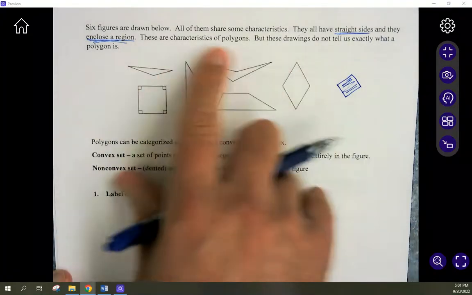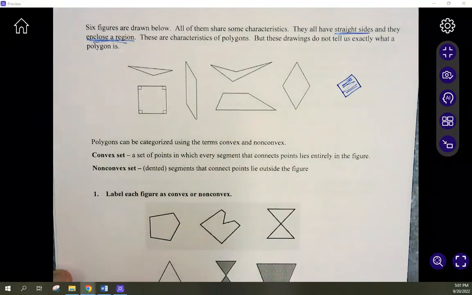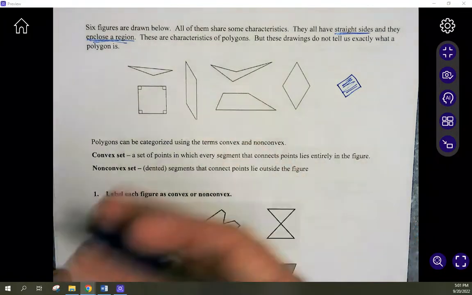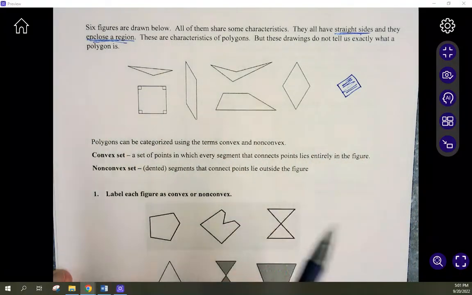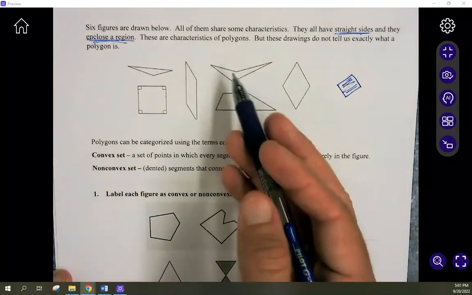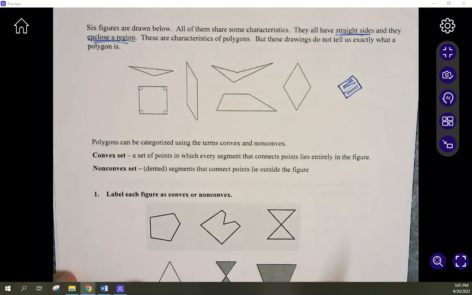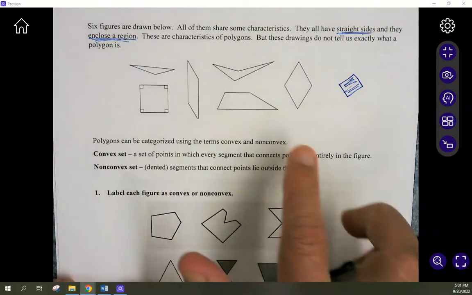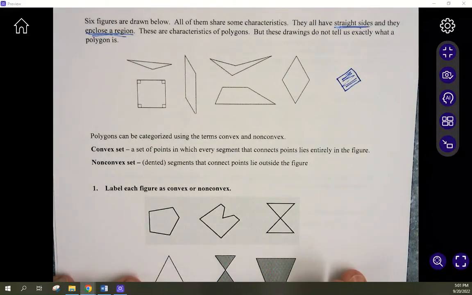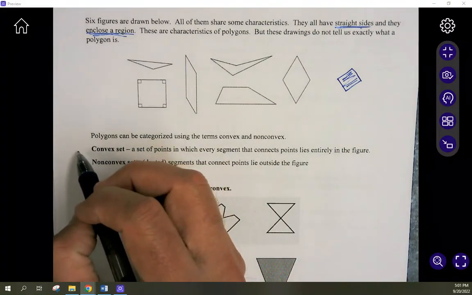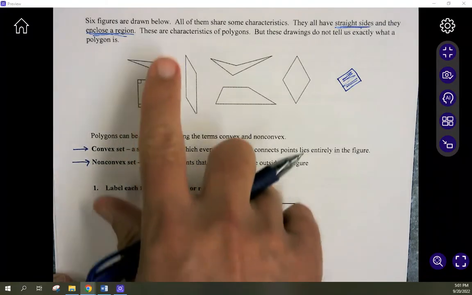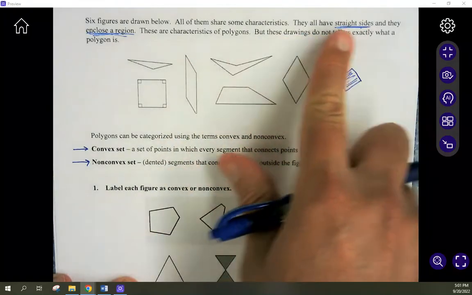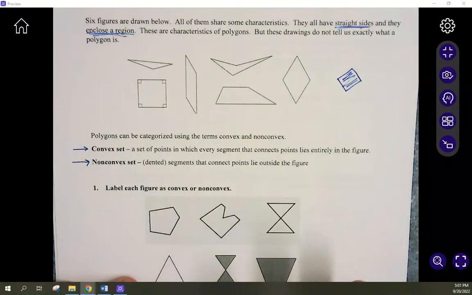But if I just gave you these pictures and said, there it is, that's what a polygon is, you don't really know the definition just by looking at those. So just because they share some characteristics, that doesn't define them. This doesn't tell us exactly what a polygon is. Now, we're not going to go into the actual definition of a polygon. That's coming up in a couple lessons, but we are going to look at two different types of polygons. So the basics that we need to know right now is a polygon has straight sides and encloses a region. We'll get more specific, like I said, in the coming lessons.